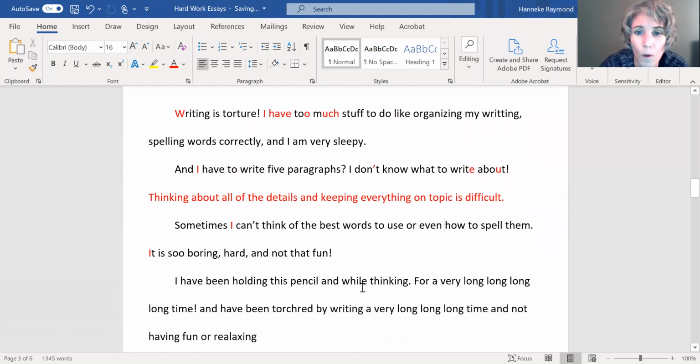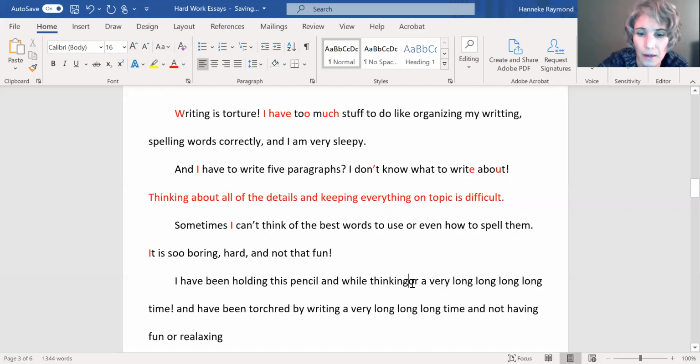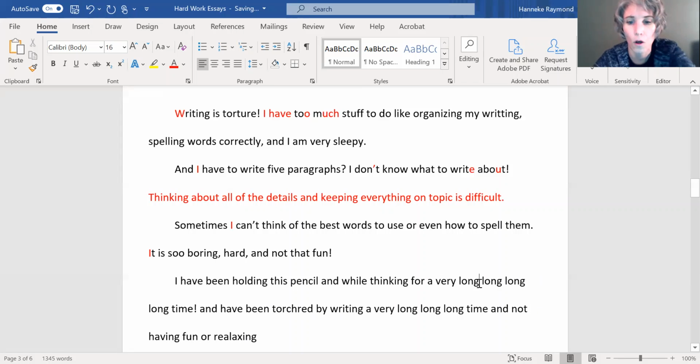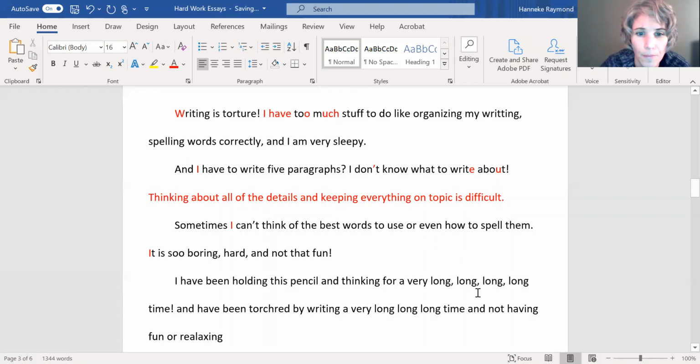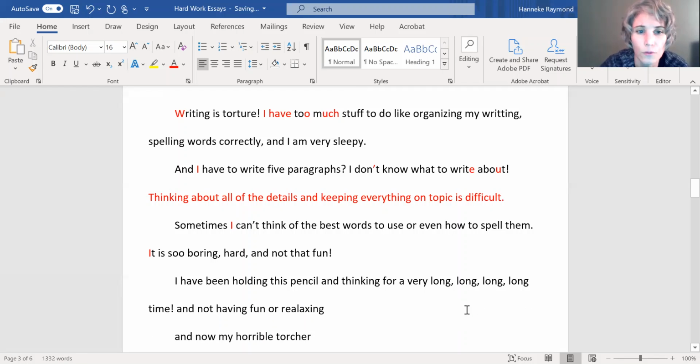I've been holding this pencil and while thinking for a very long time. I see this is an incomplete sentence, but I think what she's trying to say is that she's been thinking for a very long, comma, long, comma, long time. I have been holding this pencil, and I think we need to take this word out. Thinking for a very long time. And I've been tortured by writing for a very long time. We want to take out that one because we used the word torture already, and we used long time. So we want to take that out because that's repeating.